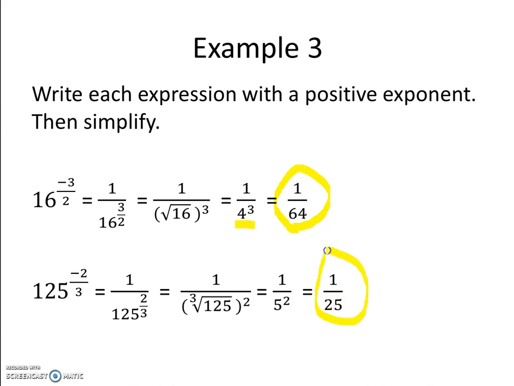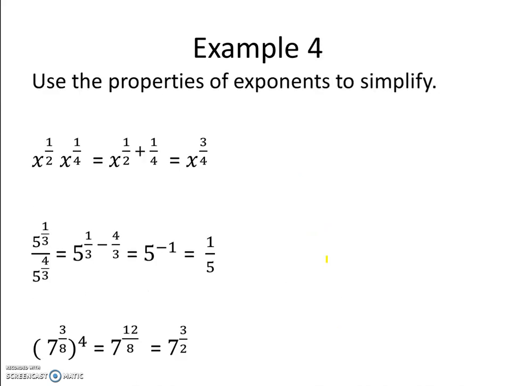So we have our final answer as 1 over 25. On example 4, we're told to use the properties of exponents to simplify. So we have x raised to the 1/2 times x to the 1/4. And when we see them like that, we know we add exponents. And simply 1/2 plus 1/4 is 3/4. So we have x raised to the 3/4.